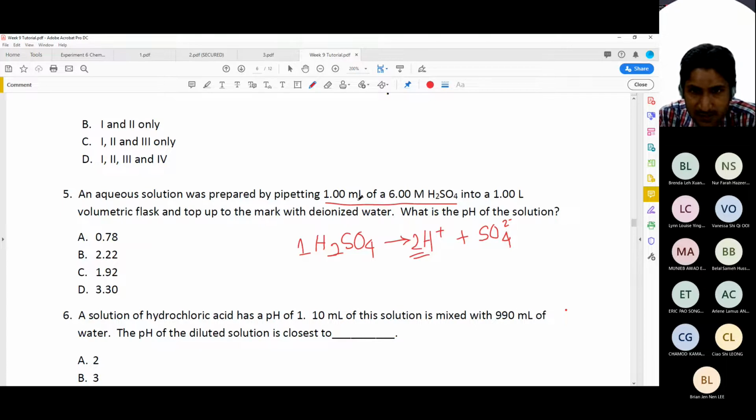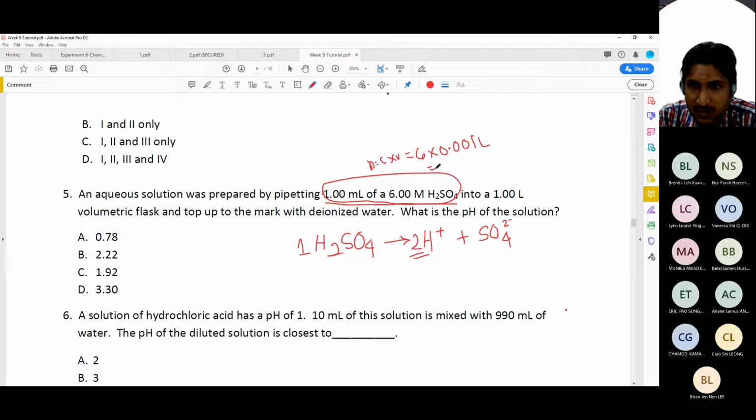So 1 milliliter of 6 molar sulfuric acid means how many number of moles are there? How many number of moles are in 1 milliliter of 6 molar? Number of moles of sulfuric acid. So n equals C times V, same equation. Concentration is 6 molar and volume is in liter.